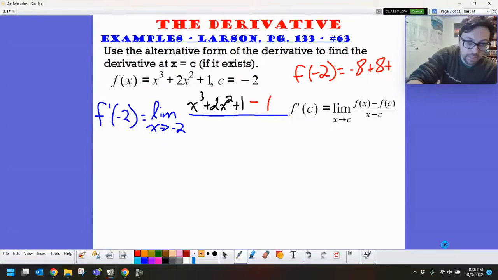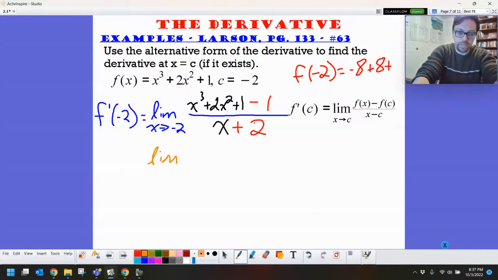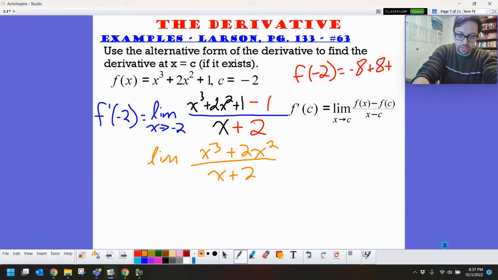In the denominator, we have an x minus our c, which is -2, so we'll have x plus 2. So how's our limit looking? We got the limit of, well, now we just have x cubed plus 2x in our numerator over x plus 2.